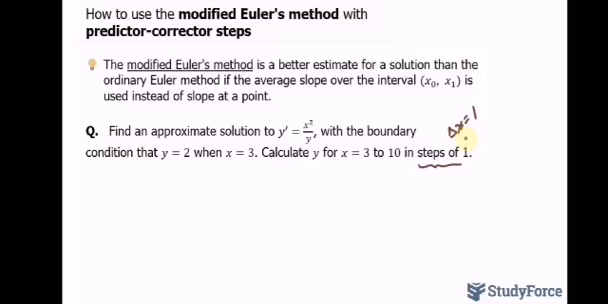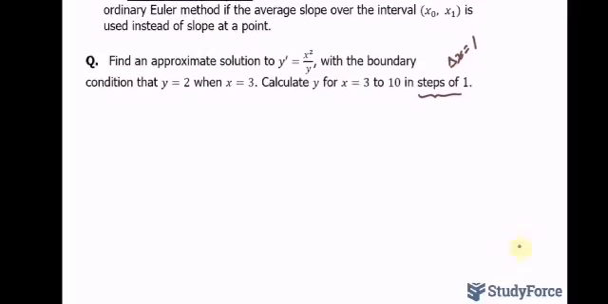The first thing that we want to do is find out what the slope is at the point x is equal to 3 and y is equal to 2. So let's go ahead and do that. We have y prime is equal to our first slope, which is 3 to the power 2 is 9 over 2 substituted here, and our slope is 4.5.